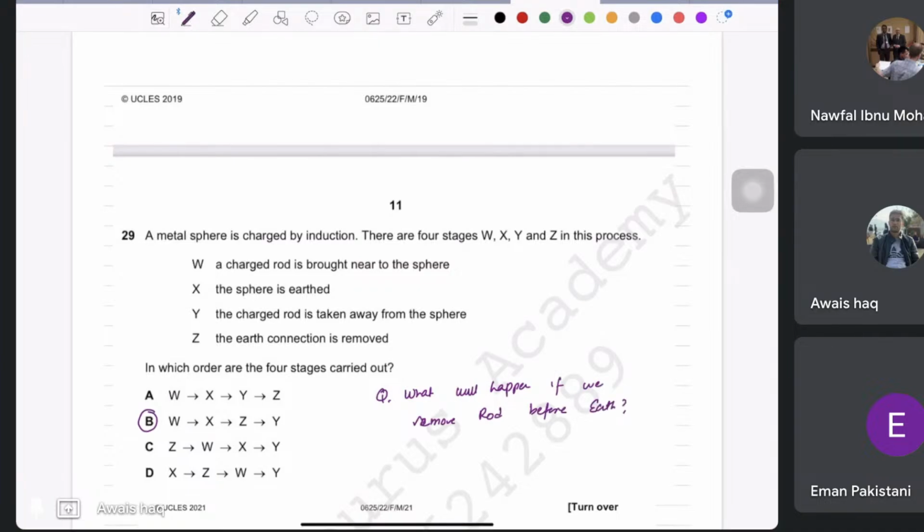Sir, what will be A then? This is what I'm saying. Why can't it be A? If we remove the rod before earth, what will happen? Will it become neutral again? Yes, so Earth will understand that we have tricked Earth and we are very bad people. So Earth will take the extra electrons back. Do you guys understand this?